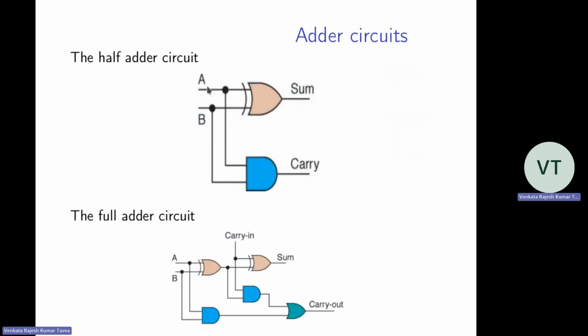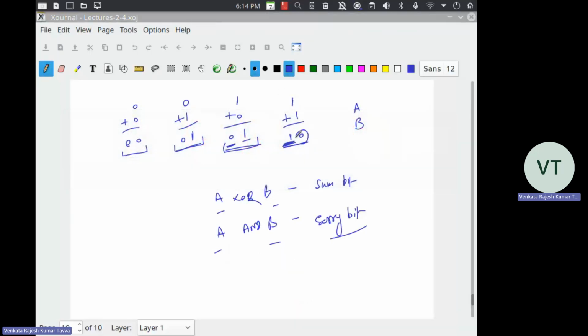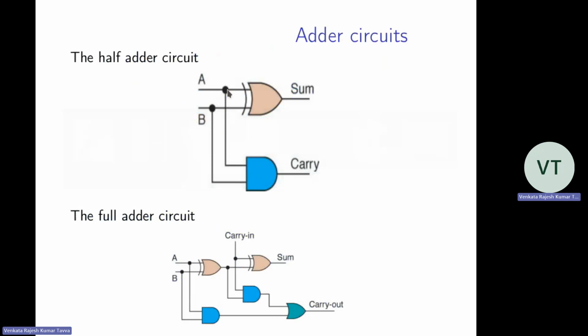So 1 0. If both A and B are 1 1, so 1 XOR 1 is, if both are same, XOR will be 0. 1 and 1 is 1. So sum will be 0, carry bit will be 1. That is what we got here, right? 1 plus 1, sum bit is 0, carry bit is 1. Okay. Similarly, you take any other input, you will get 0 1, 1 0, whatever it is, 0 0, you will get the expected outputs.